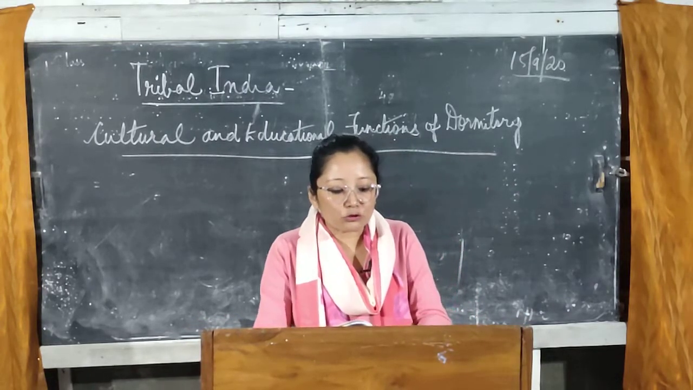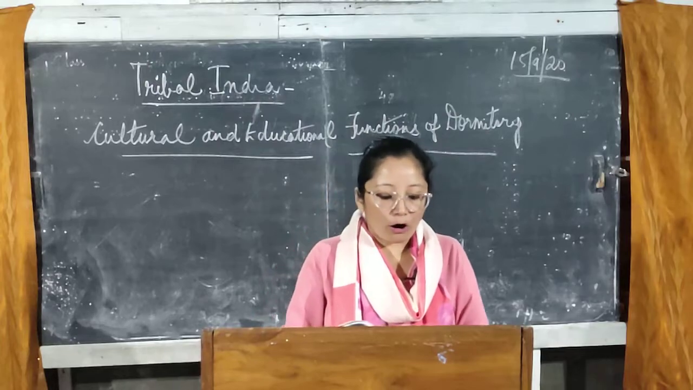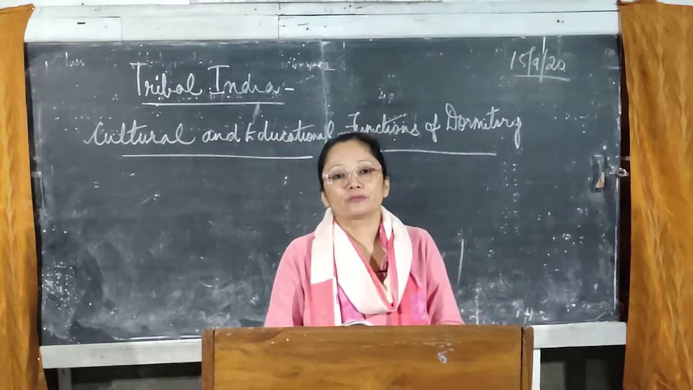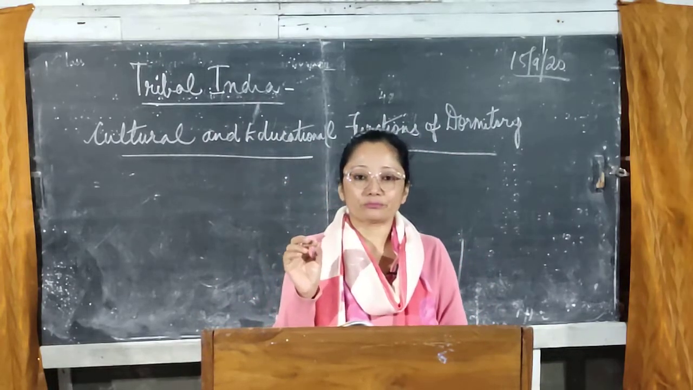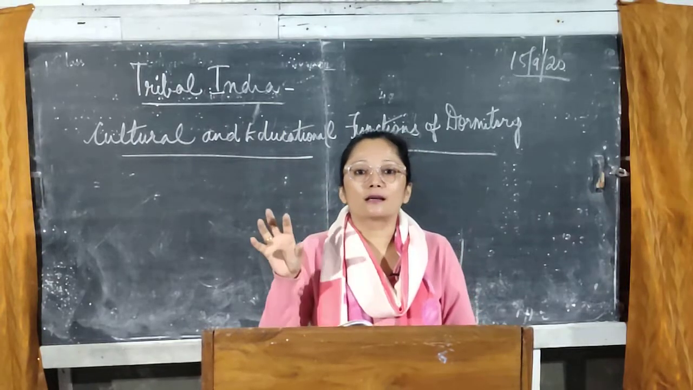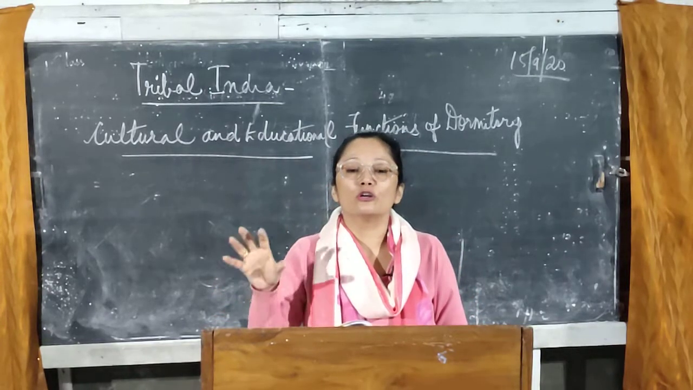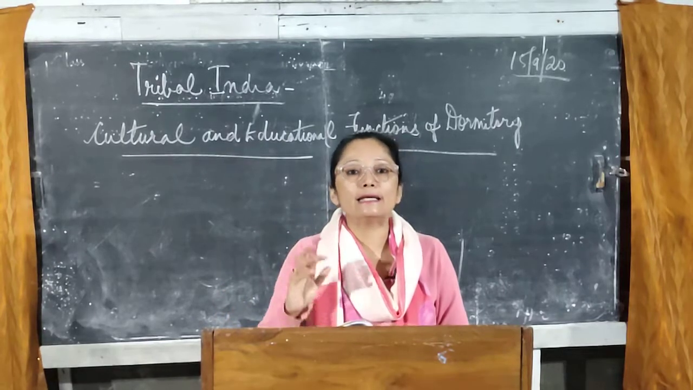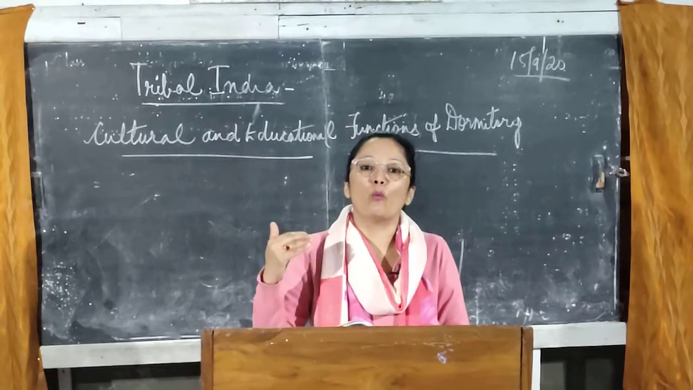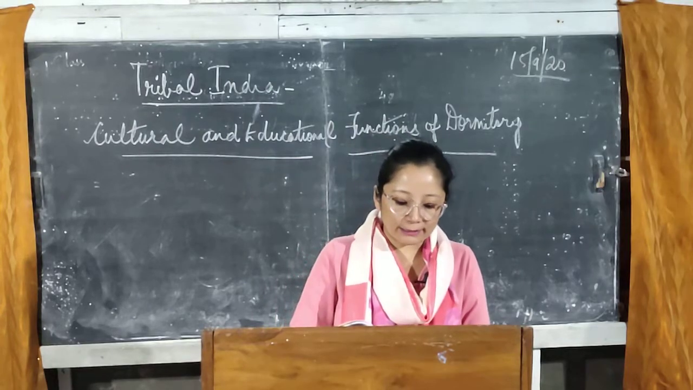Then, the girls were supervised by an elderly matron of the village. That is number 3. The third role is that these girls were supervised, looked after by an elderly matron. So, the matron, the warden, was in charge of the girls.